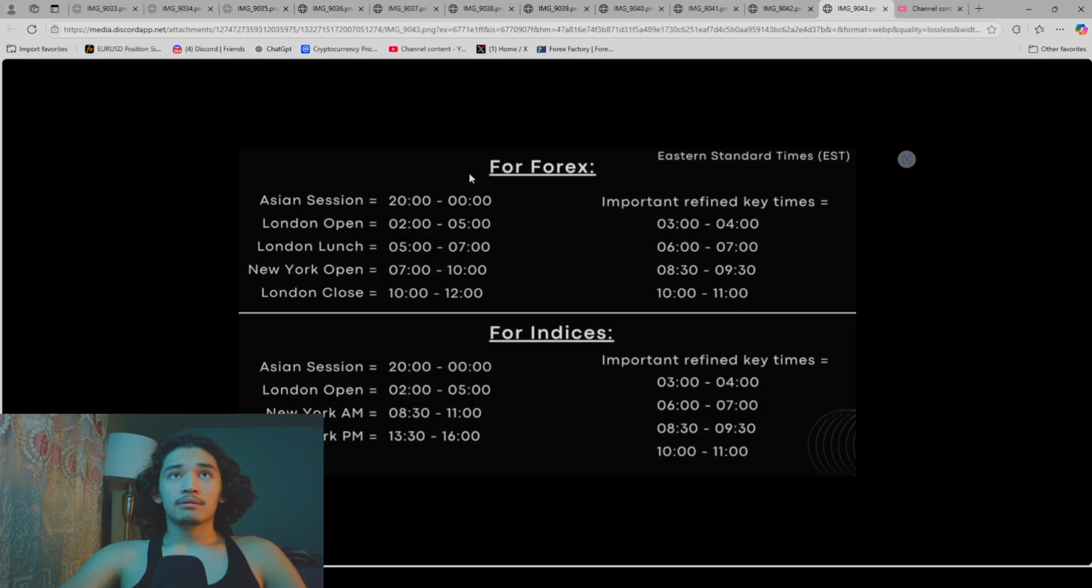Edition: from 8 p.m. to midnight is edition. Edition open is 2 to 5 a.m. London launches from 5 to 7 a.m. New York is 7 to 10 a.m. Then it closes from 10 a.m. to 12 p.m. Edition is from 12 to 8 p.m. to midnight, and London launch is from 2 to 5 a.m.